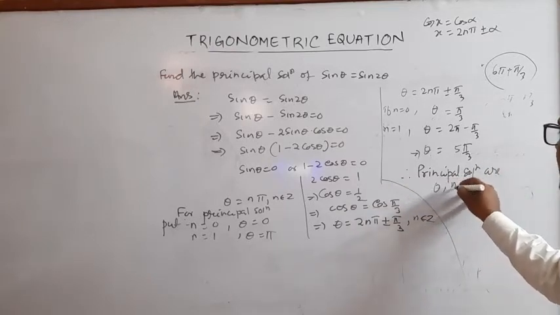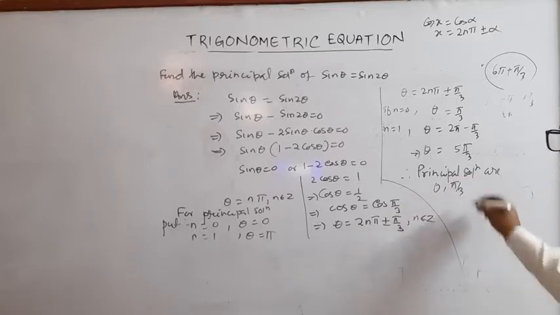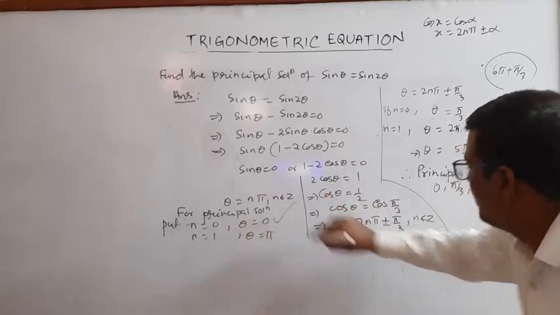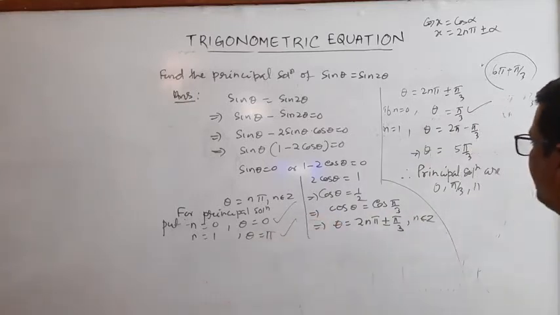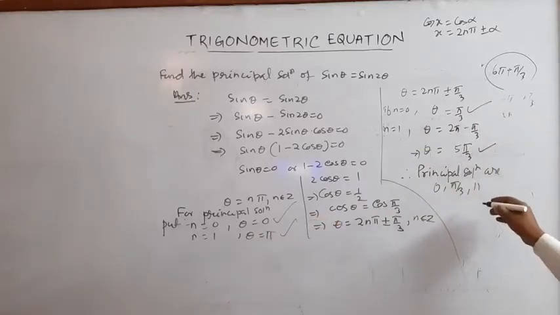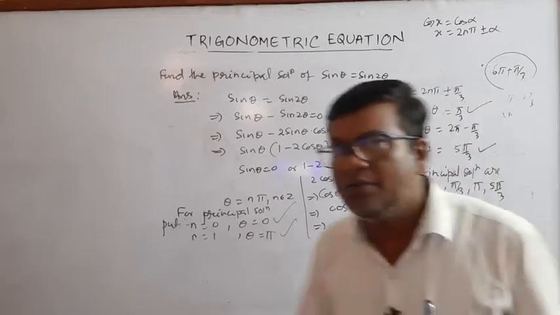So the principal solutions are 0, pi by 3, pi, and 5 pi by 3. These are the principal solutions. Okay.